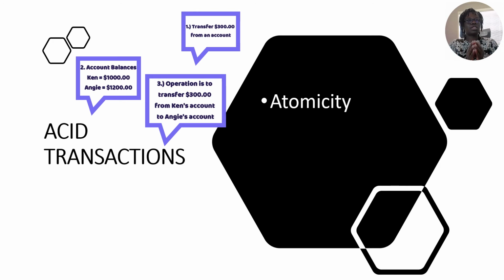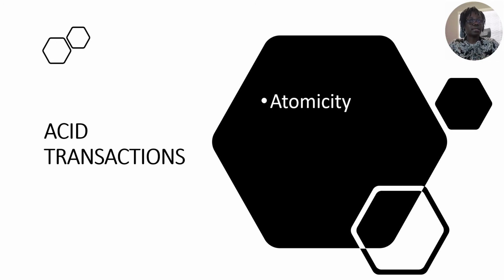So all operations in this set must be complete. In the event of a system failure, if the system fails to add the amount to Angie's account after deducting from Ken's account, the whole operation has to be reverted. Because there shouldn't be an instance where the money was deducted from Ken's account, never made it to Angie's account, but Ken can't see his money. This is why we say the transaction must be all or nothing. And this is a perfect example of atomicity.